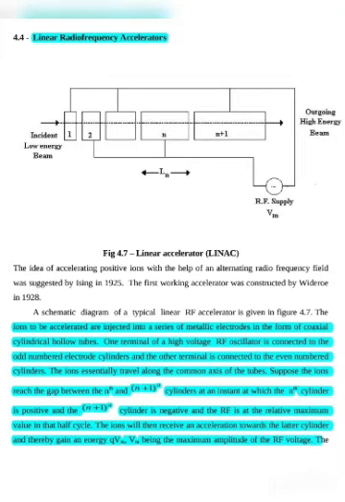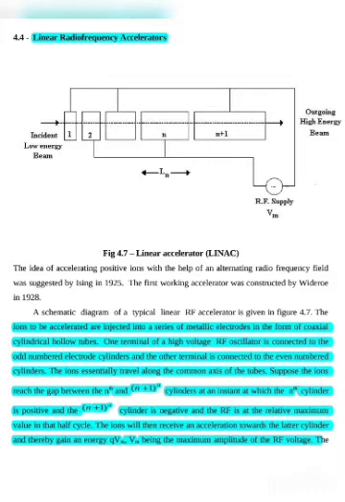Linear radiofrequency accelerator. The idea of accelerating positive ions with the help of an alternating radiofrequency field was suggested by Ising in 1925. The first working accelerator was constructed by Wideröe in 1928. A schematic diagram of a typical linear RF accelerator is given in the figure.